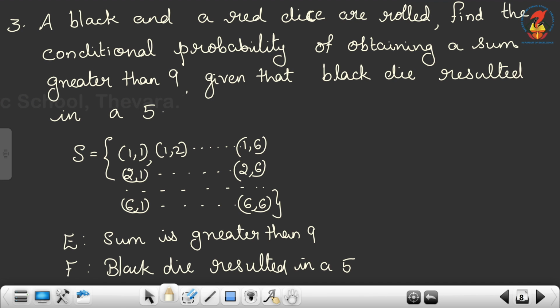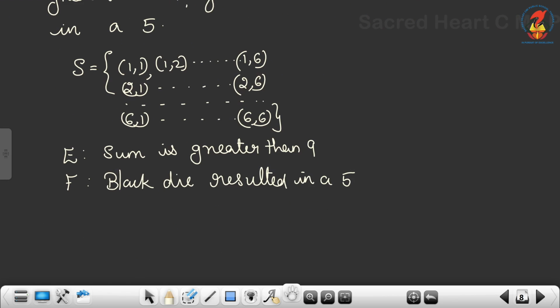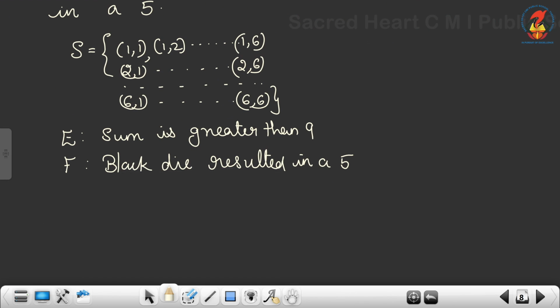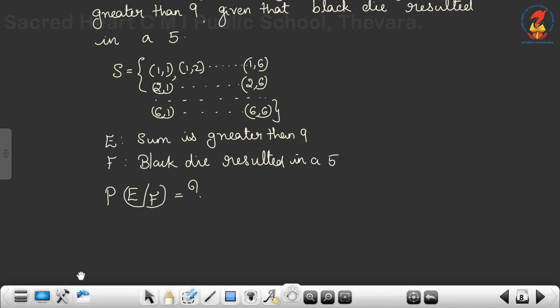Okay. So you have to read the question, then define the event. It's important. Then what we have to find? The conditional probability of this E given that F. Okay. So it is P of E given F. This only we have to find in this question.